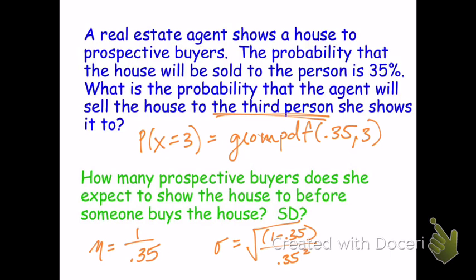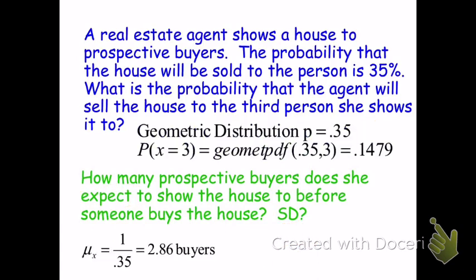Yes, Drew? Is saying "expect" in that question what shows that we need to find the mean? Mm-hmm, because the expected value and mean are the same thing. Even though you get a decimal and it doesn't make sense to show 2.86 houses, you still leave it as a decimal. Don't round up or round down. Don't say about 3, just leave it as 2.86. Same with standard deviation.